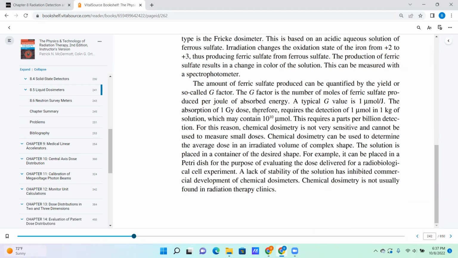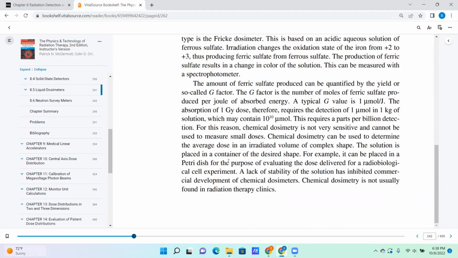The absorption of 1 gray of dose, therefore, requires the detection of 1 micromole in 1 kilogram of solution, which may contain 10 to the 10 micromoles. This requires a parts per billion detection. For this reason, chemical dosimetry is not very sensitive and cannot be used to measure small doses. Chemical dosimetry can be used to determine the average dose in a radiated volume of a complex shape.